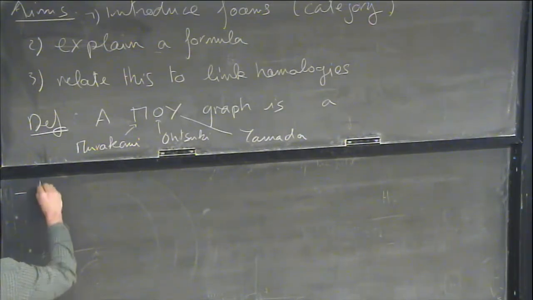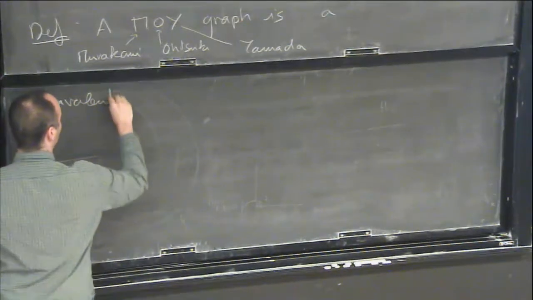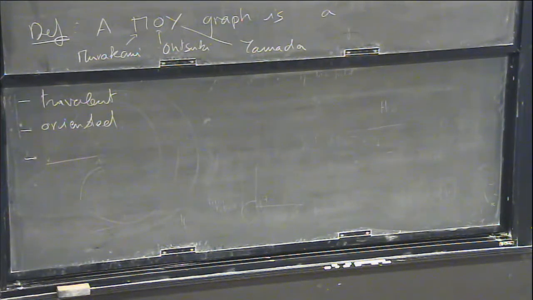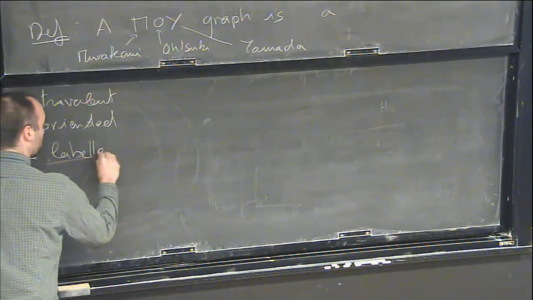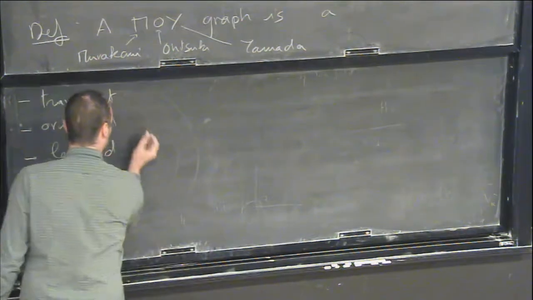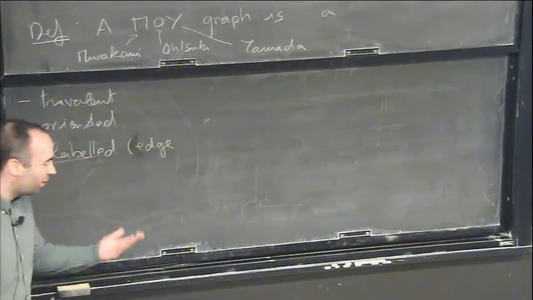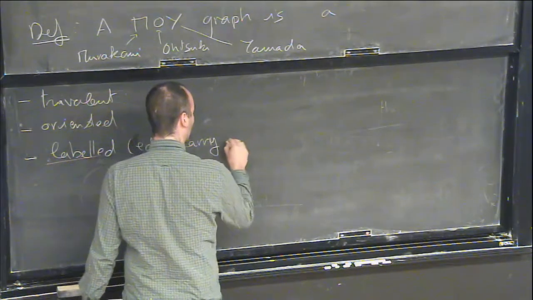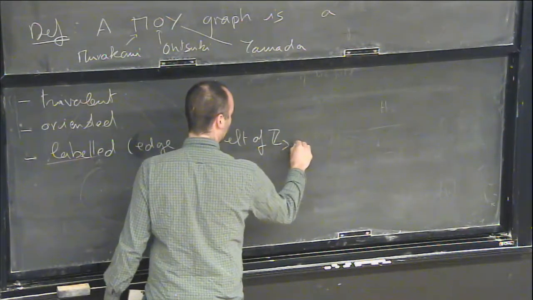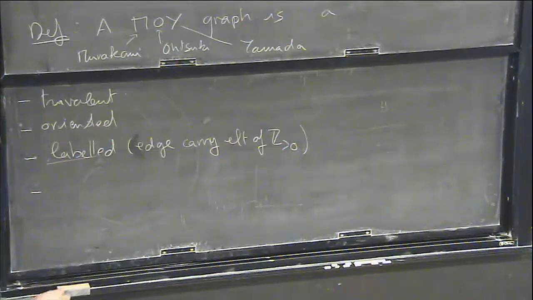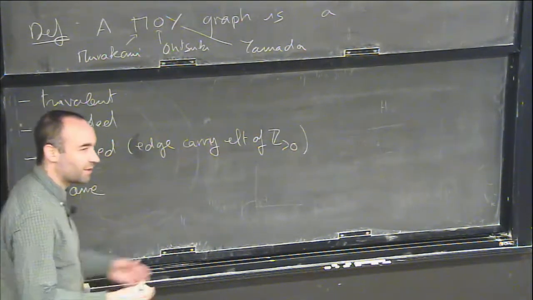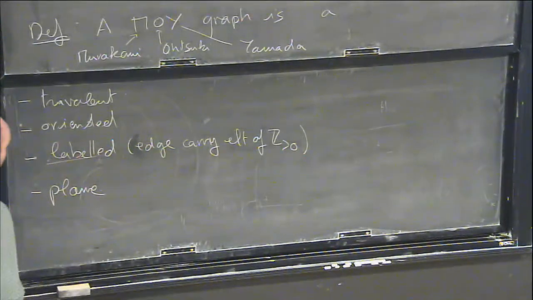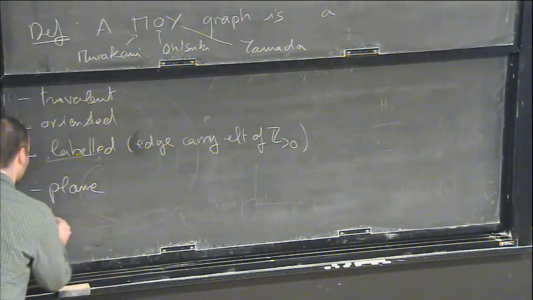So first of all, it's a trivalent graph. It's oriented, and it's labeled. So meaning that the edges of my graph carry a non-negative number or a positive number. And it's plane, so it's meaning that it's really embedded in the plane, not just embeddable. Okay, planar graphs are embeddable, plane graphs are really embedded.